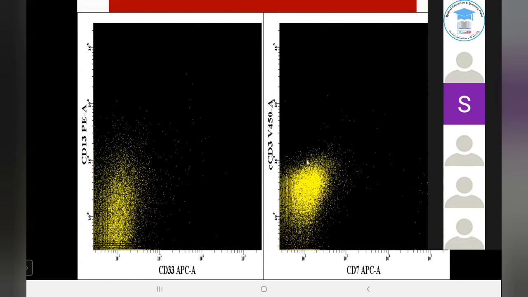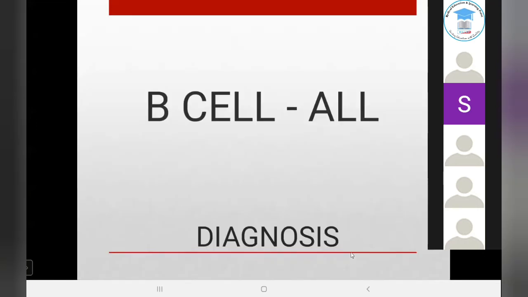When we look at the cytoplasmic CD3, what I have done is I'm showing you the B cell markers first, then I'm showing you the myeloid markers, and then I'm showing you the T cell markers. So again, the cytoplasmic CD3 is negative and 7 is negative. So what is your diagnosis? B cell ALL. Okay, so clearly Kappa positive B cell ALL.